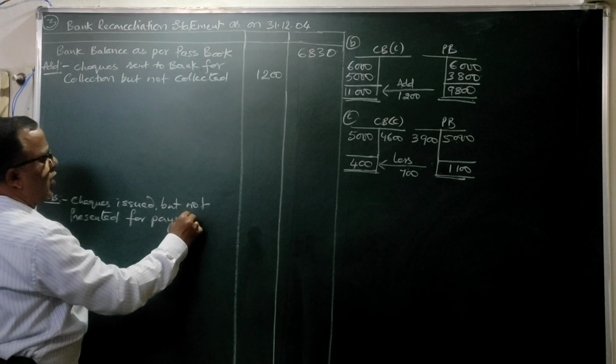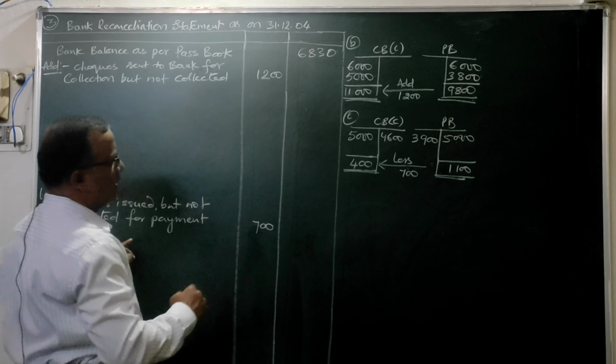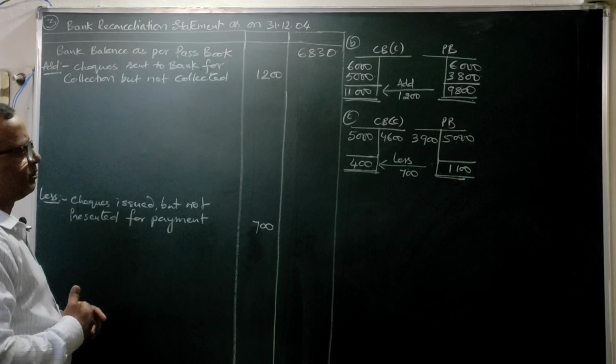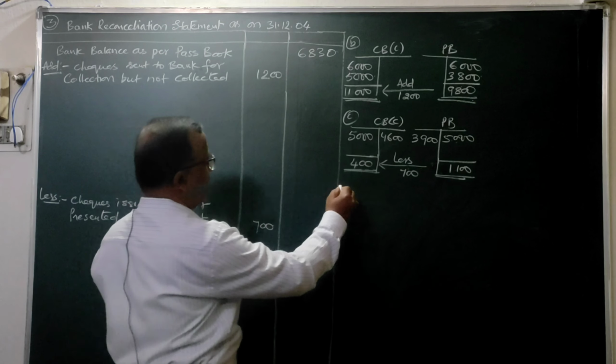That means these checks are not presented in the bank for payment, as such they are not being made. How much? 700. Right.